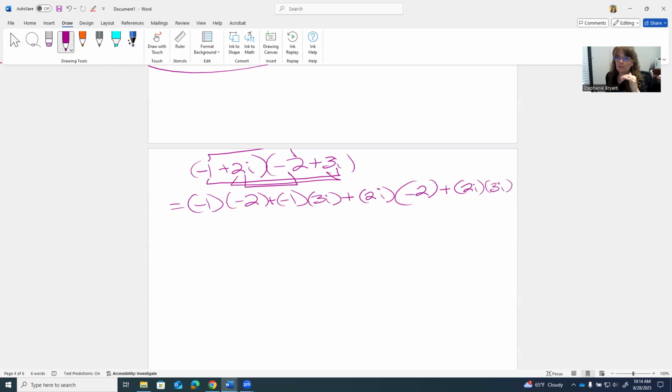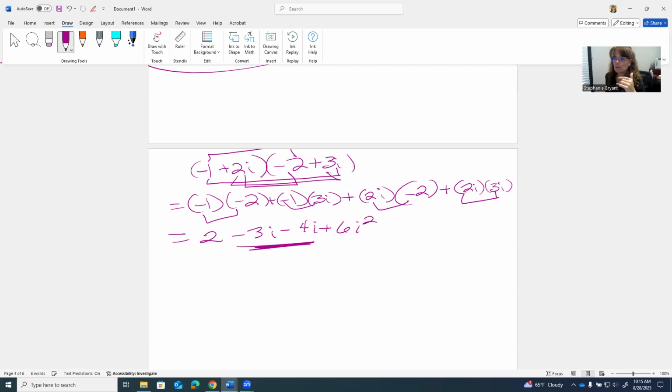And let's clean up. So negative times negative is positive, and 2 times 1 is 2. Negative times positive is negative, and 1 times 3i. Negative times negative is positive, 2i times 1. And then I got 2i times 3i, which is 6i squared.